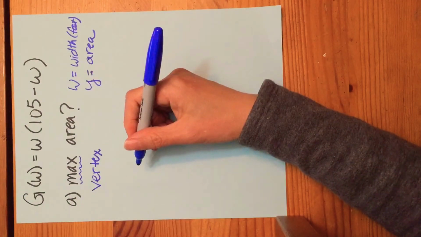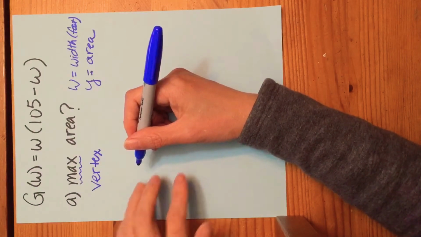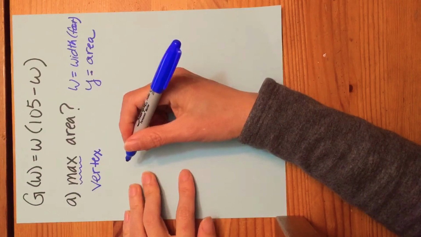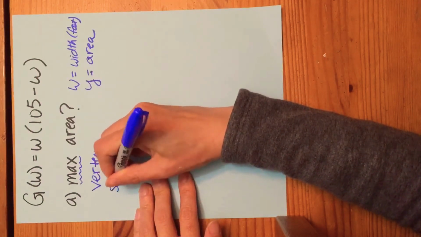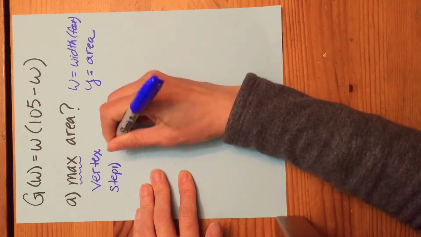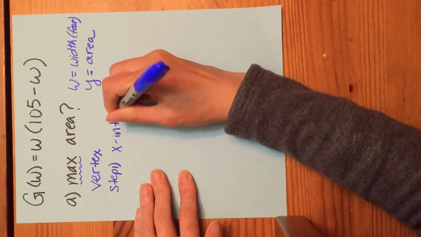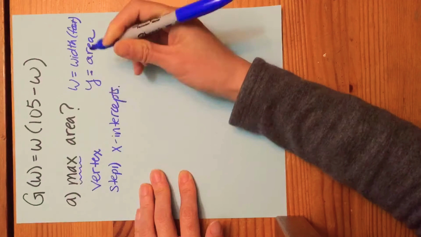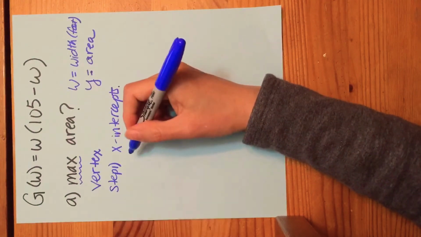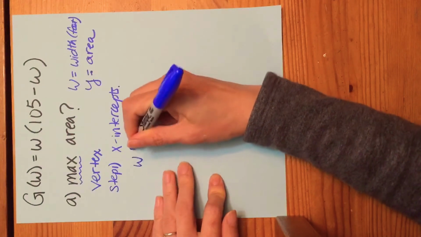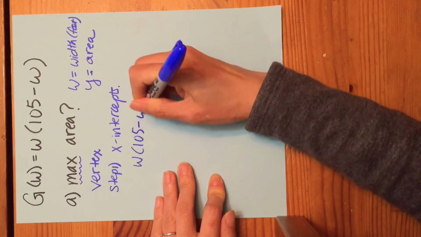So because it's factored, you have two options. One is you can solve for the x-intercepts, and then the vertex is always right in the middle of those two points. So I'm going to do it that way. So step one, find the x-intercepts. The x-intercepts are when the equation equals 0. So W times 105 minus W equals 0.